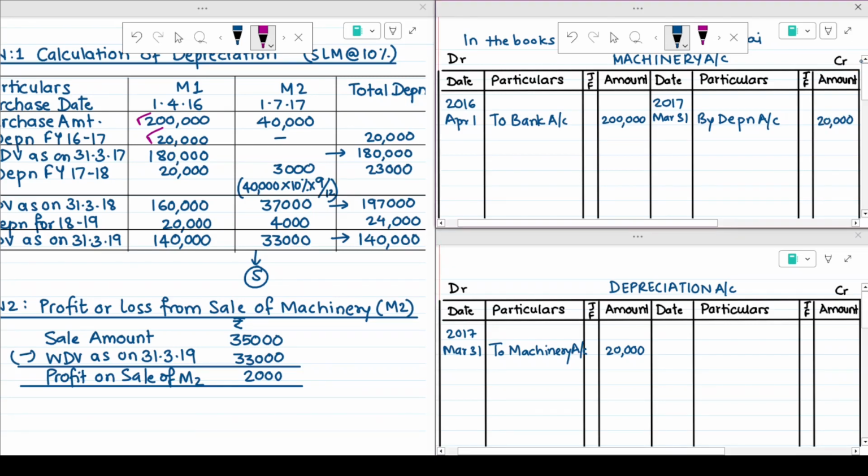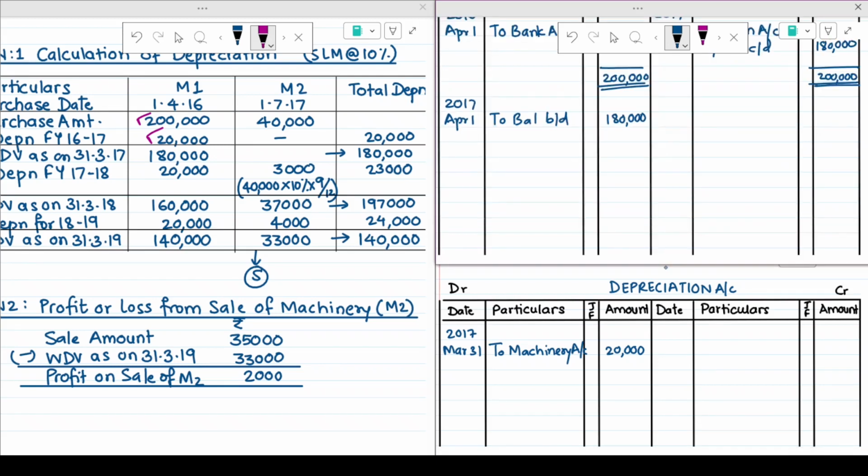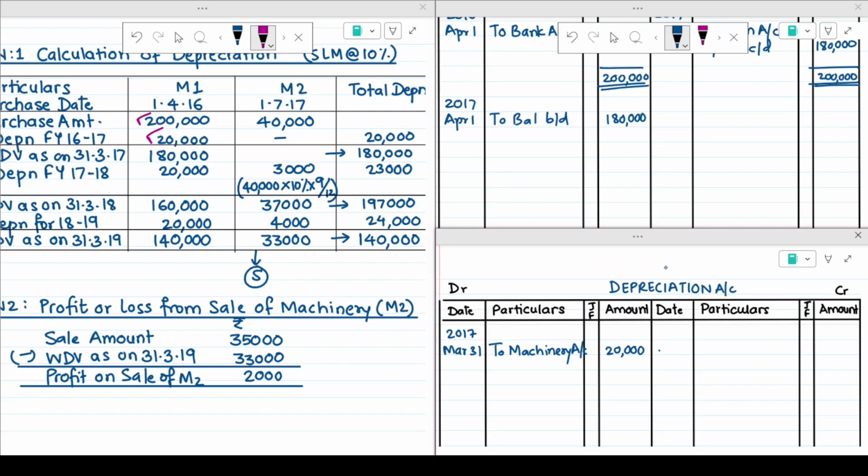So the first year is done, we can close the books. 2 lakh, 2 lakh, and the closing balance is 1,80,000. By balance closed down. The next day we will carry this amount forward. 2017 April 1, to balance brought down 1,80,000. Correct?